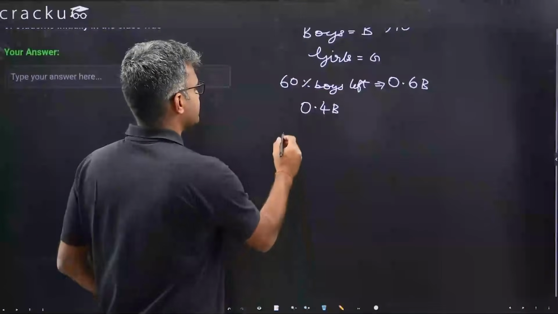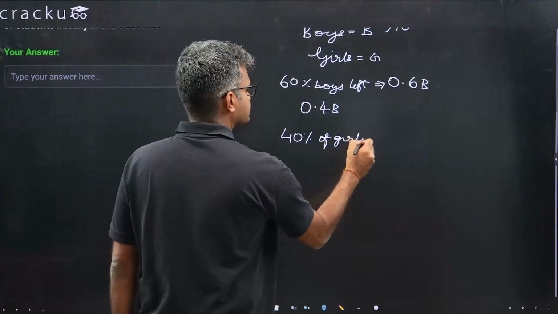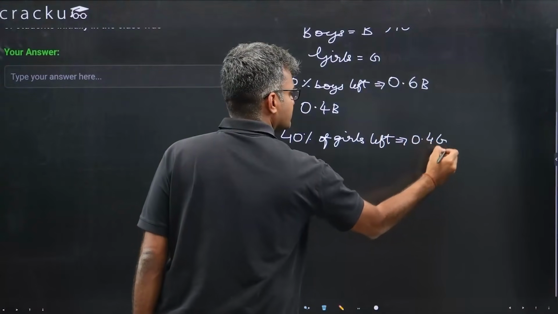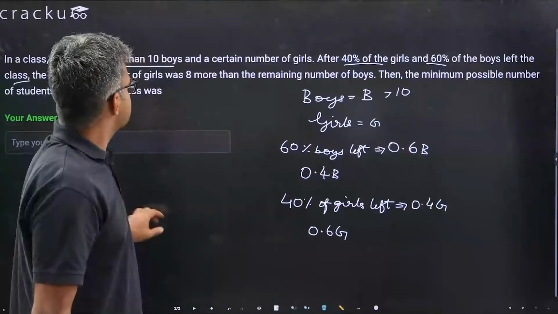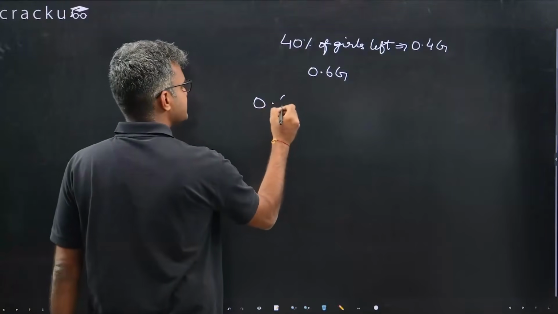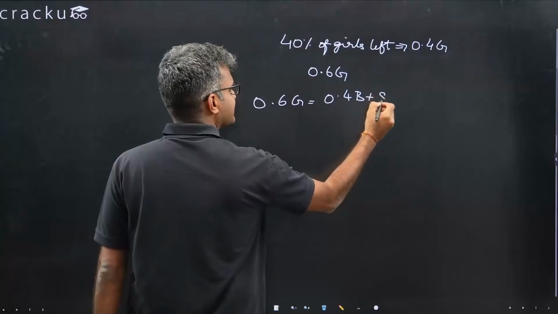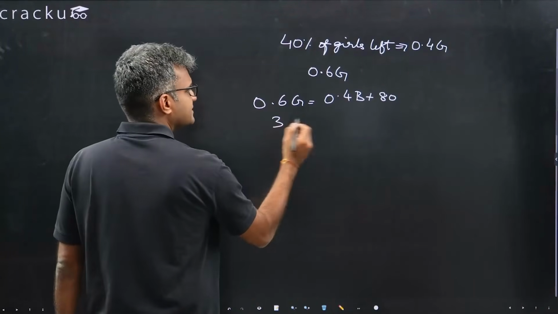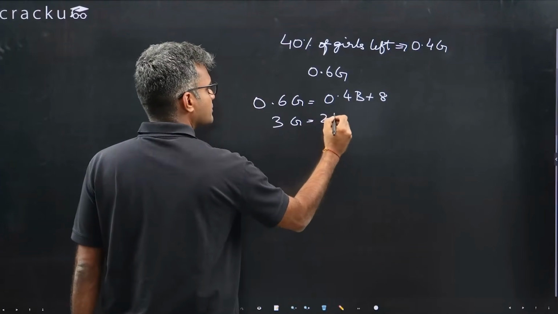40% of the girls left. That is 0.4G have left. And the number of girls remaining is 0.6G. What we are told is that the number of girls is 8 more than the number of boys. So 0.6G is equal to 0.4B plus 8. We can multiply this entire equation with 5. We will be getting 3G is equal to 2B plus 40.